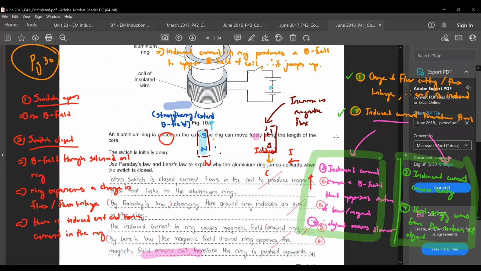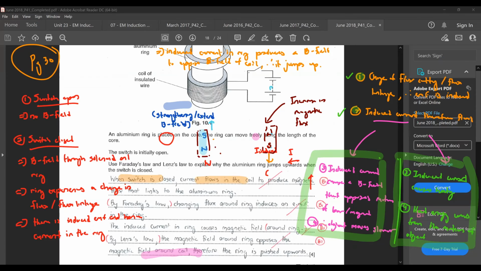So what you say here is this: when the switch is closed, current flows in the coil to produce a magnetic flux that links to the aluminum ring. By Faraday's law, changing flux in the ring induces an EMF in the ring. Okay, then from here, induced current in the ring causes magnetic field around the ring. And then last point here is, by Lenz's law, magnetic field around the ring opposes the magnetic field around the coil. Therefore, ring is pushed outwards. Okay? Okay. Right.